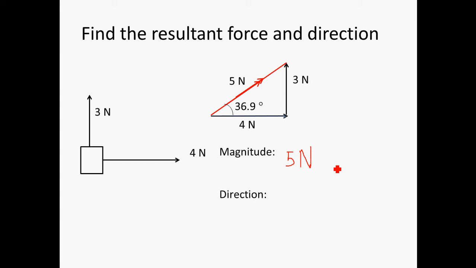There's nothing special about this. But the problem is a lot of students do not know how to define the direction. The easiest way to define the direction is to reference the resultant force with respect to a force that is next to the resultant force. In this case the force is the 4 Newton force. They are next to each other. So what is the angle between them? The angle between them is 36.9 degrees.